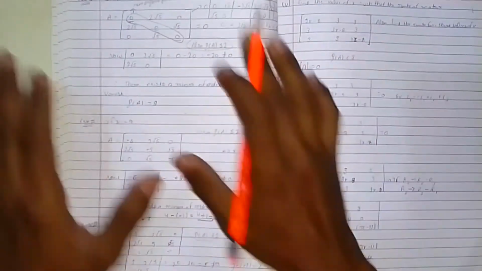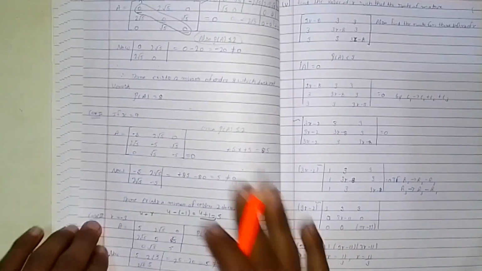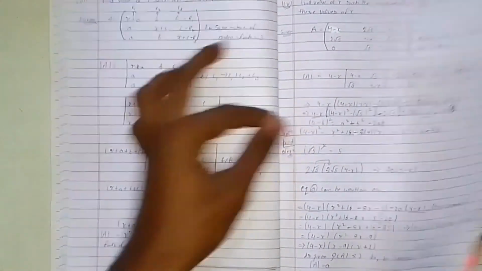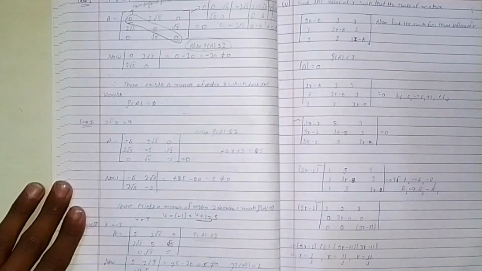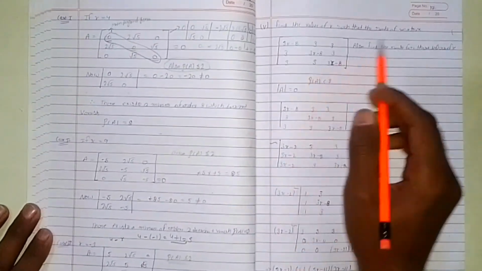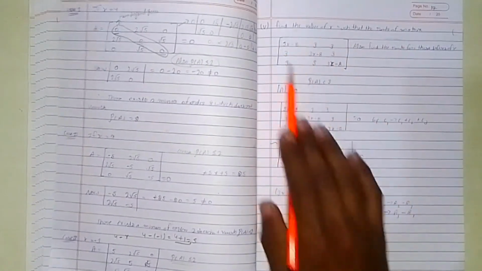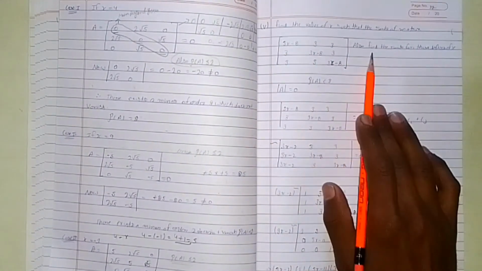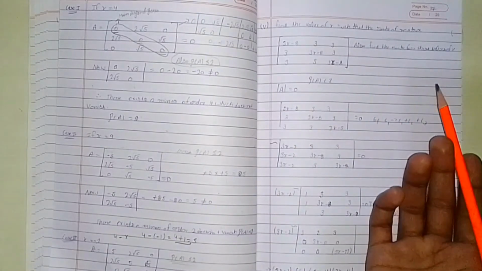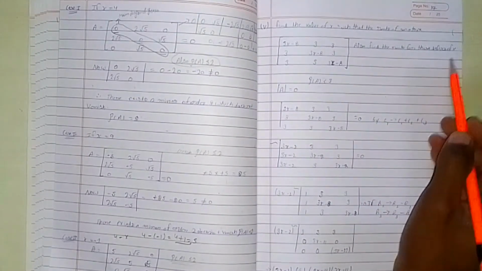Find the value of x. It's an easy sum. You have to do nothing, you have to just solve this difficult equation and then put the values of x. Now find the value of x such that the rank of the matrix is less than 3. It's given, means it's 2 or 1. Find the rank for the values of x.